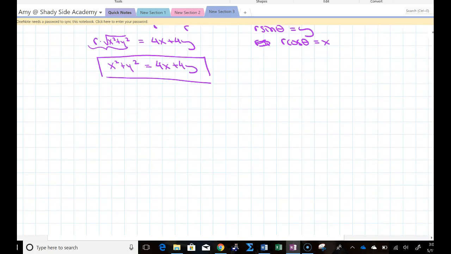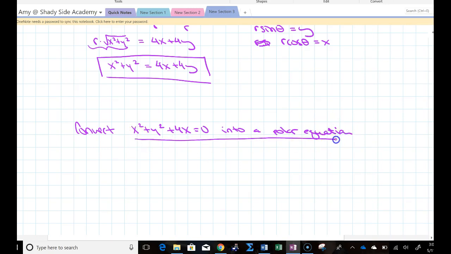Why don't we go ahead and do the reverse? Why don't we say you go ahead and convert this equation now? Okay, convert x squared plus y squared plus 4x equals 0 into a polar equation. All right, well, go ahead. You can try it on your own, then replay me. I'm just going to do it right now. If you want to pause me, you certainly could, and then try on your own.